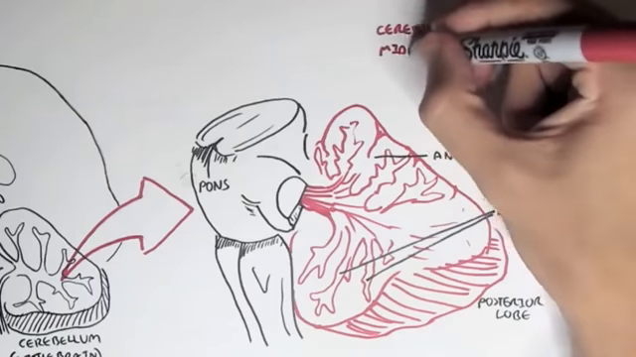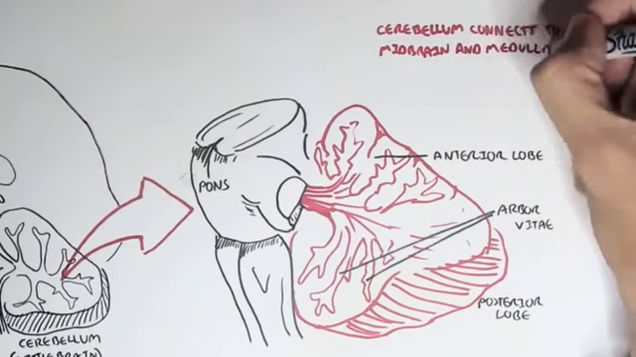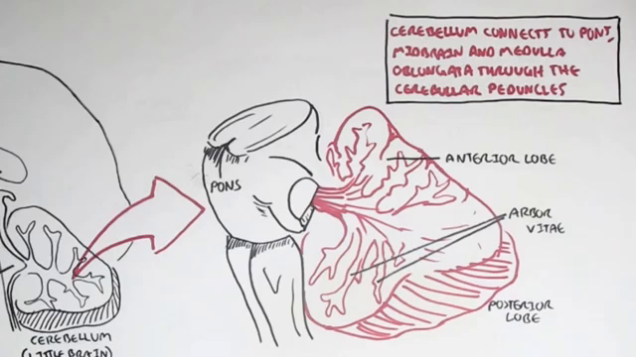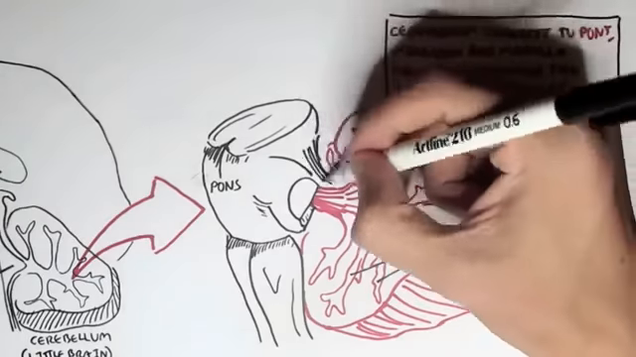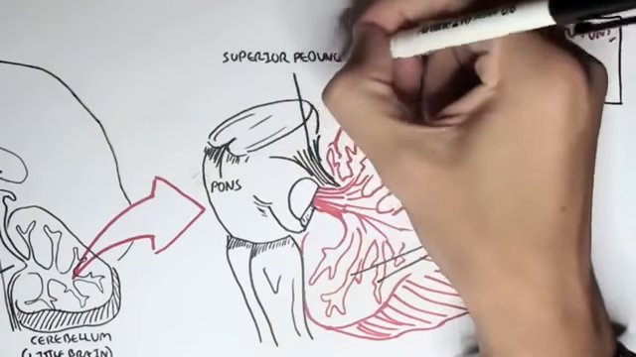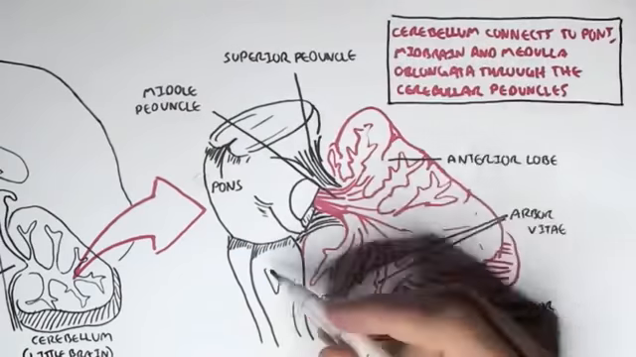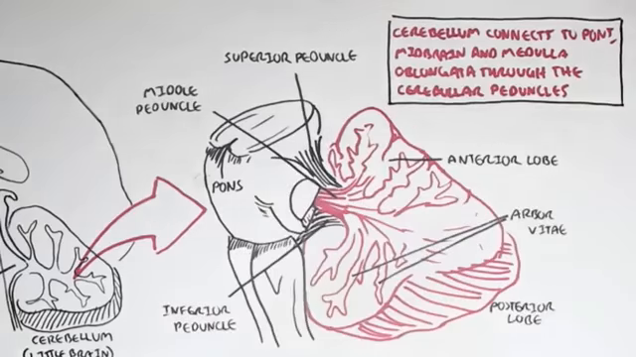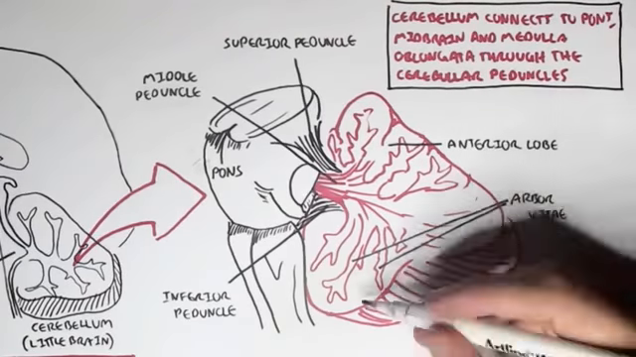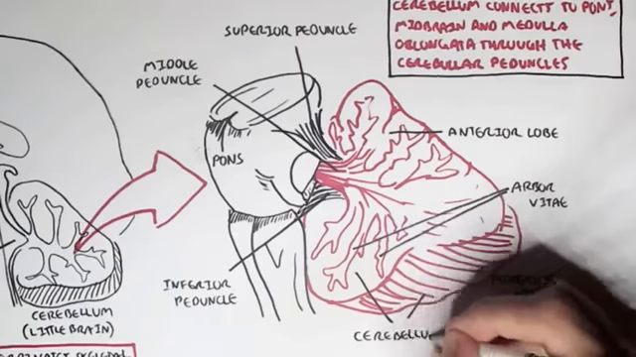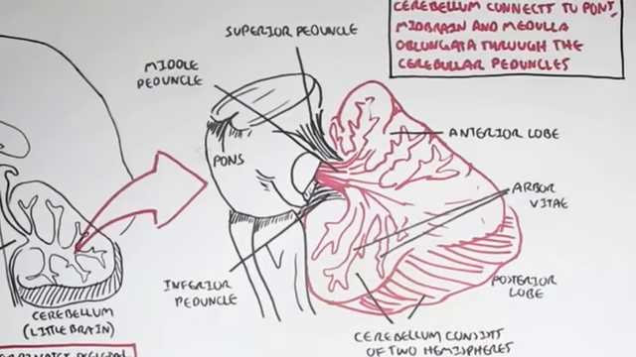through the cerebellar peduncles. I hope I pronounced that right, cerebellar peduncles. And there are three cerebellar peduncles which connect the cerebellum essentially to the brainstem. And these three are the superior peduncle, the middle peduncle, and the inferior peduncle. So they connect, again, the cerebellum to the brainstem. And they are important because they also send in and send out signals from the cerebellum.